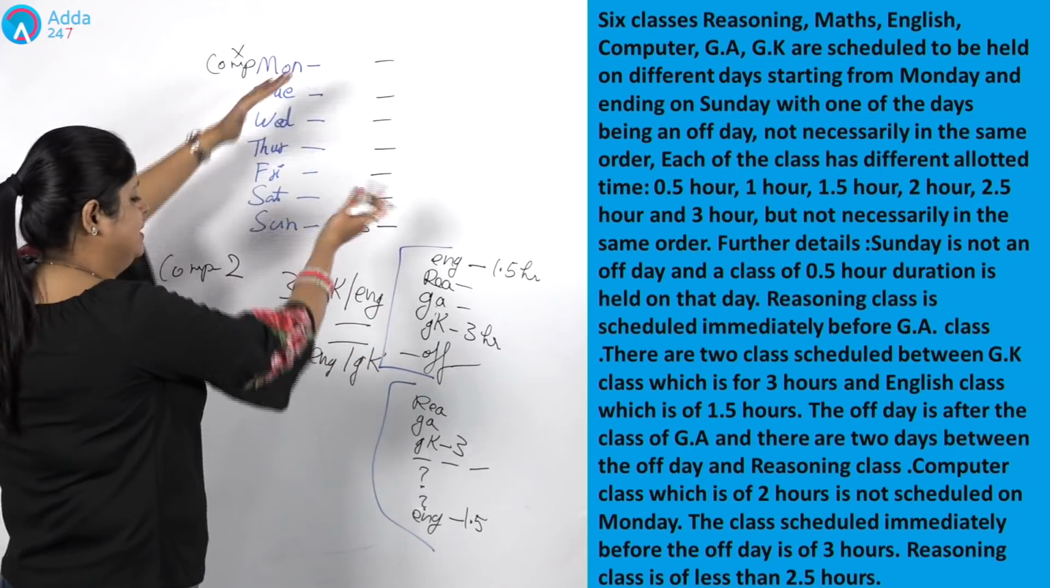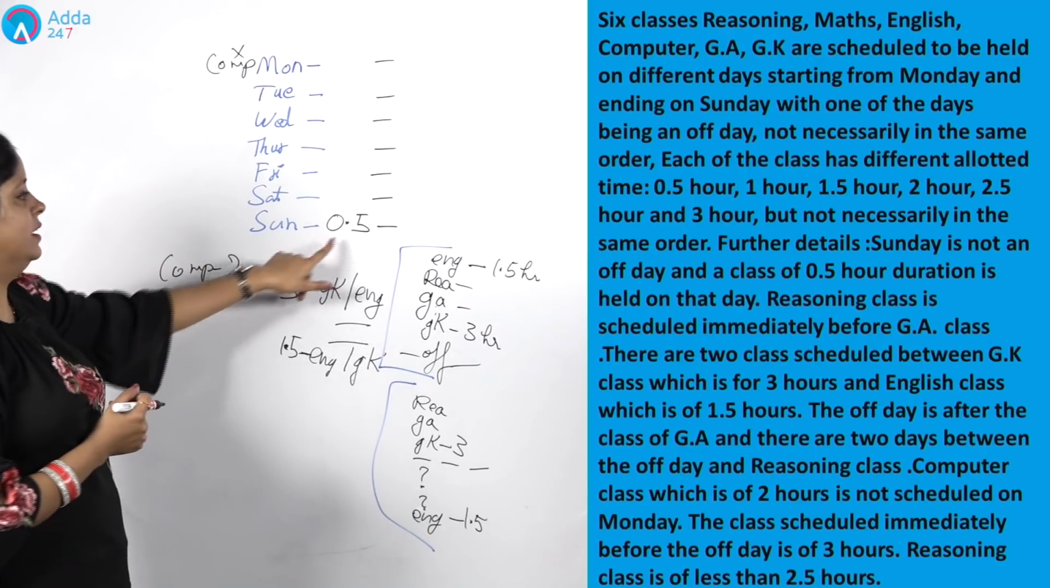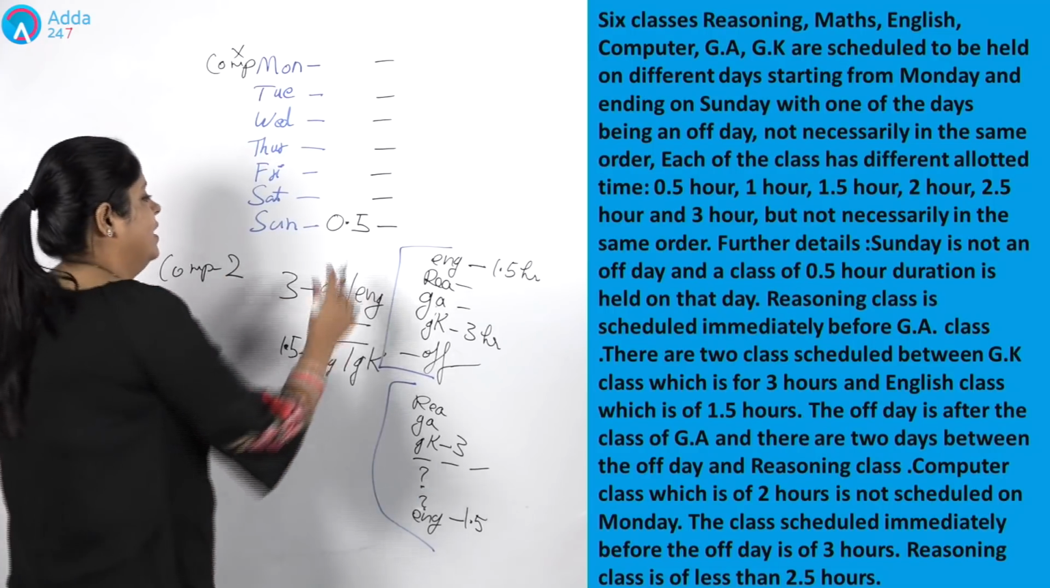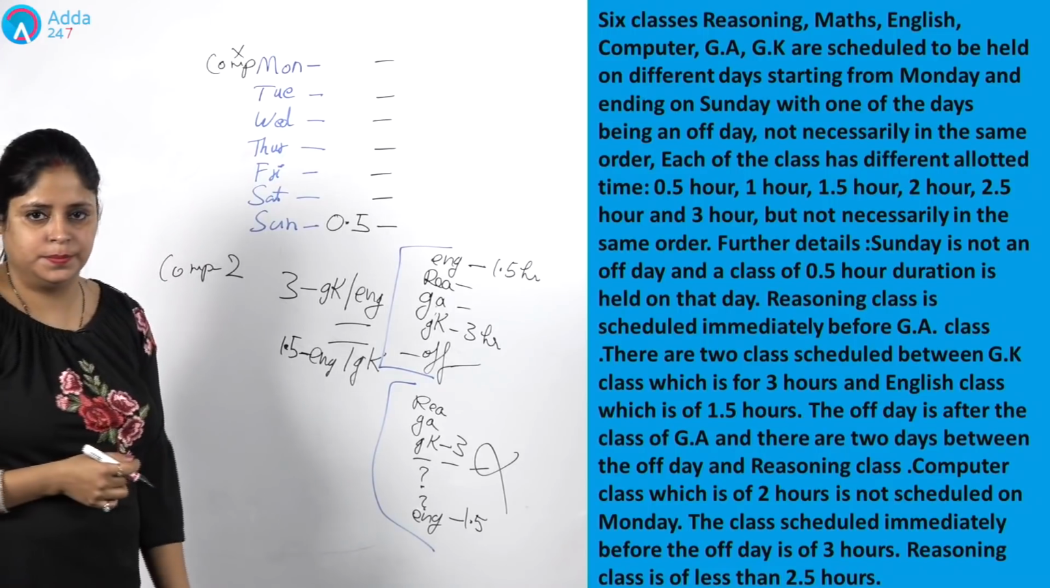And if I am placing them as they are, then the time allotted to English is 1.5 and the time allotted at the last place is 0.5. So can I write English here? No. When I can't write English here, which clearly indicates that this combination is incorrect.